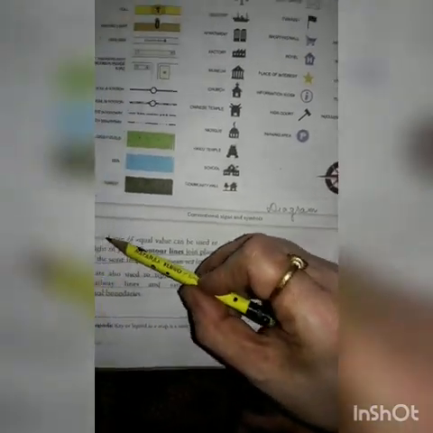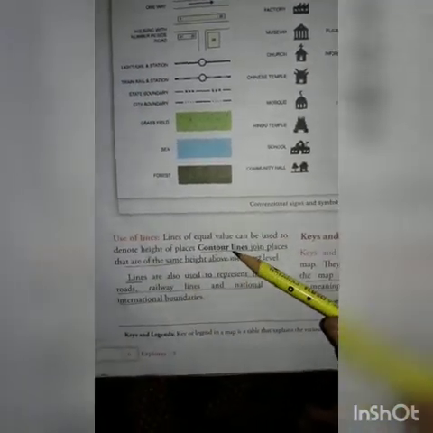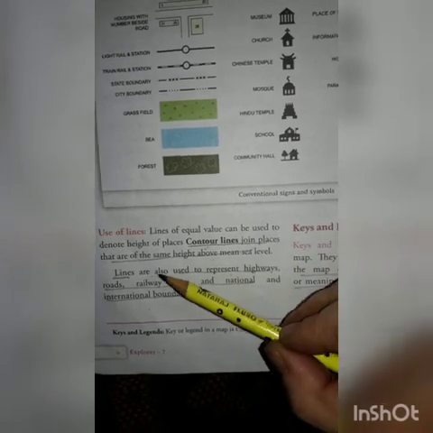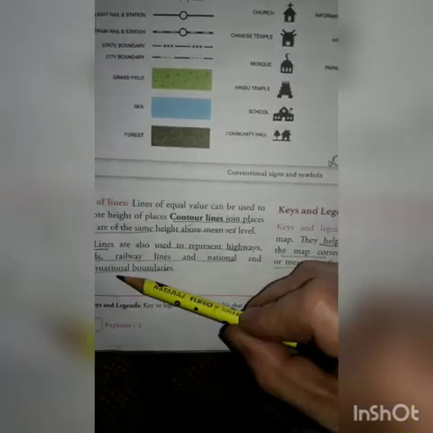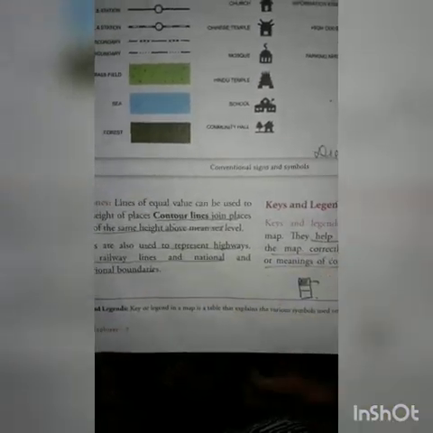Then lines are also used, as we already mentioned, contour lines. I explained to you, these are the lines joining places that are of the same height above mean sea level. They represent highways, roads, railways, and national and international boundaries.